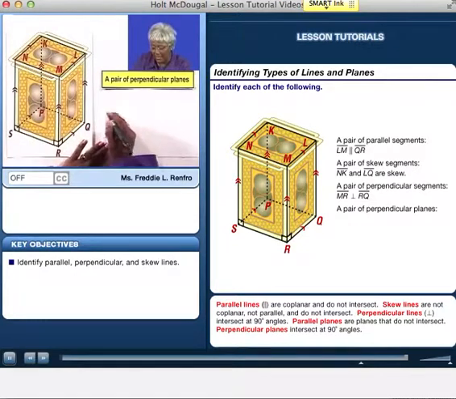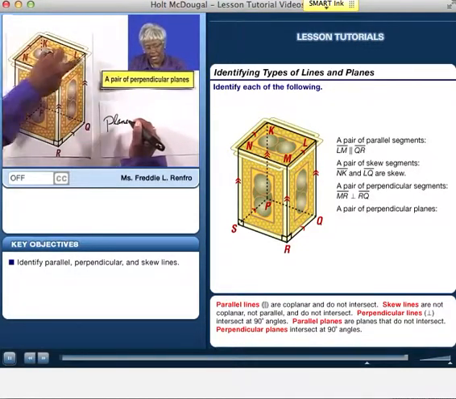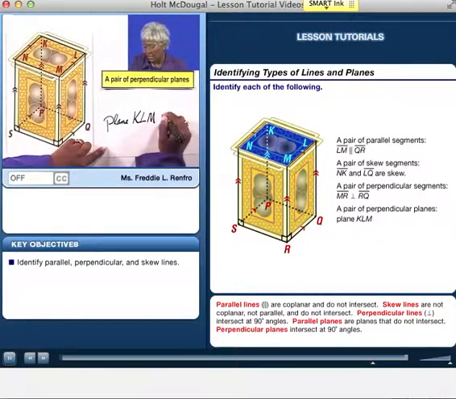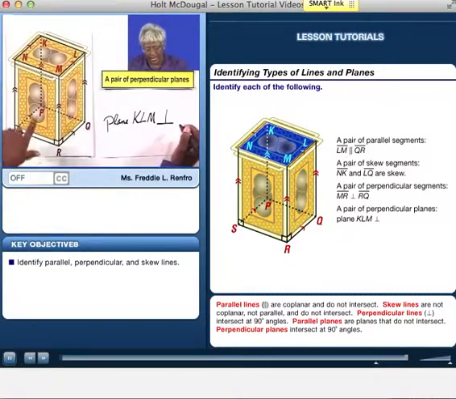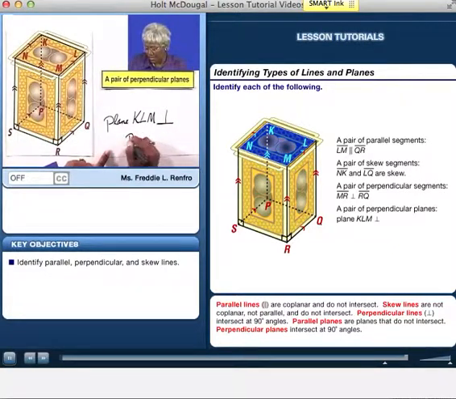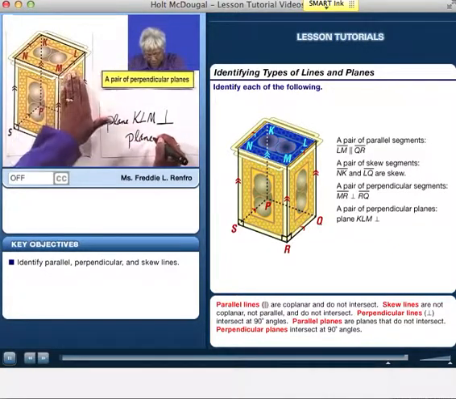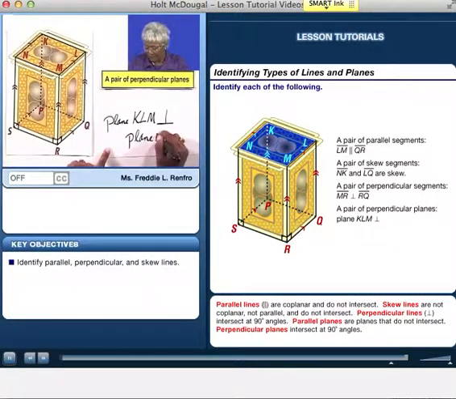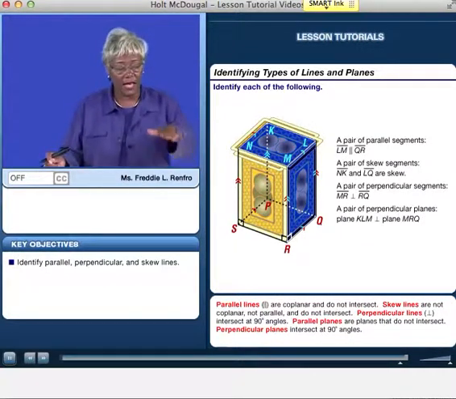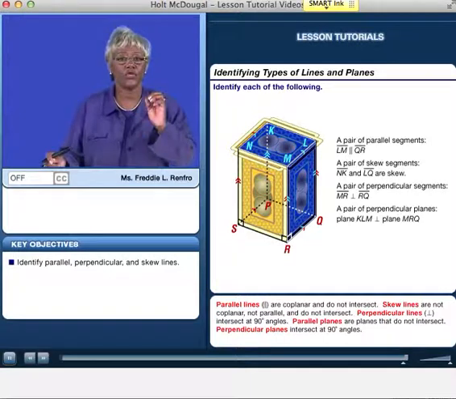The top plane is named plane KLM, is perpendicular to plane, this bottom one here, we'll call it MRQ. Perpendicular to plane MRQ. Once again, identifying parallel, perpendicular, and skew lines is so important.